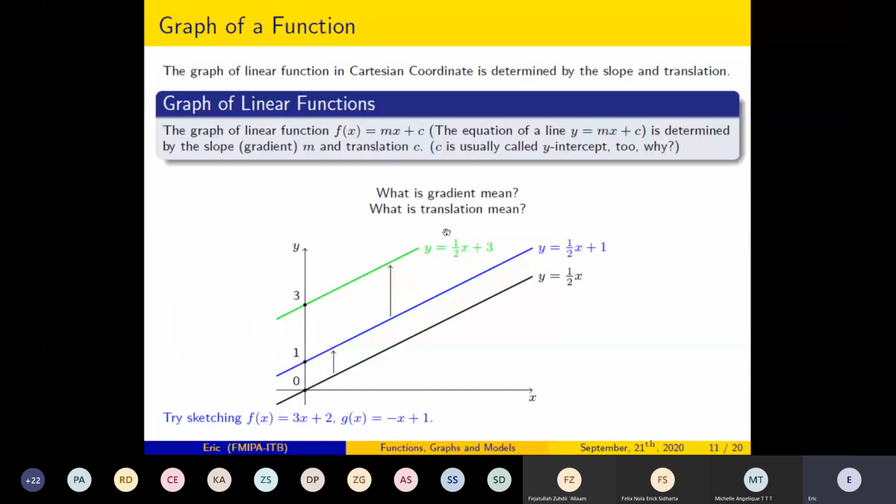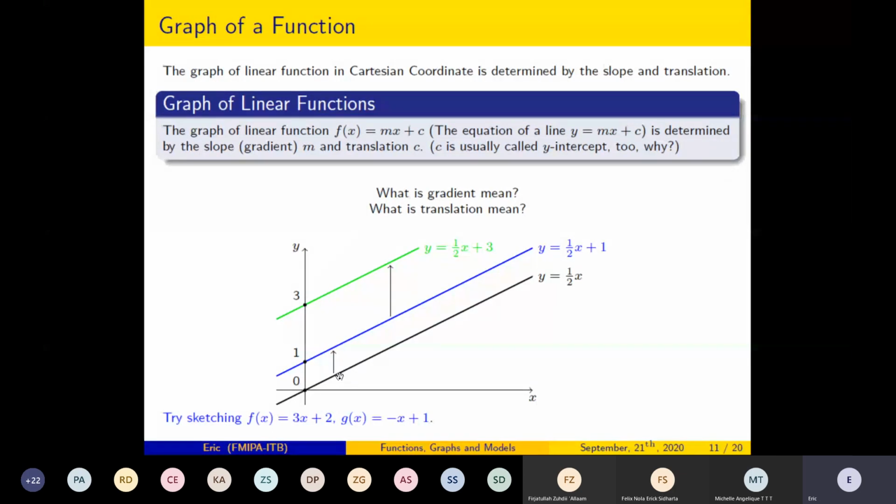What about the graph of a linear function, f(x) = mx + c? If I want to draw this, I use y = mx + c, because the axes are x and y. Y is f(x). In the equation of the line y = mx + c, m is the slope. What does the slope mean? If a line has slope a half, that means if we go right 1 point, it will go up by a half point.